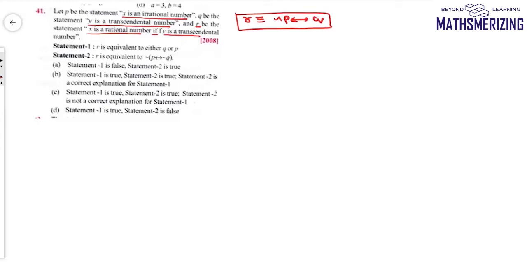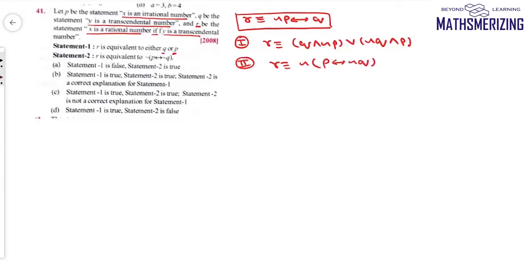Now statement 1 says R is equivalent to either Q or P. Now this is exclusive OR. So that is only one of them can be true. So it will be Q and not P, or not Q and P. And statement 2 is R is equivalent to not of P if and only if not of Q.